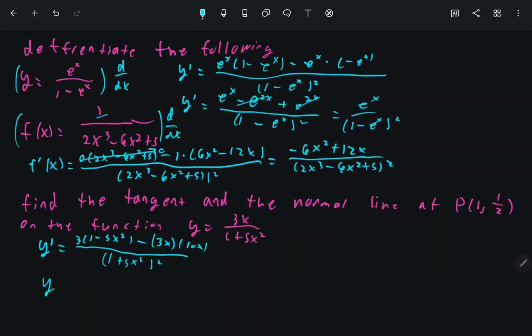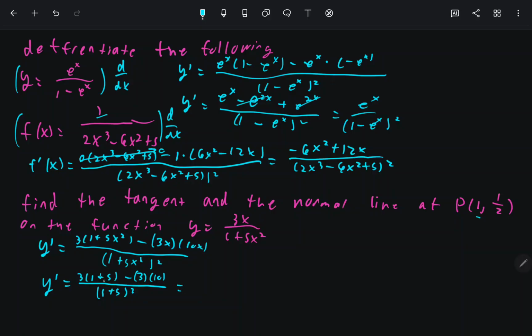All right, now we just have to plug and chug. We want to plug in our x value to be 1, so we get 3 times 1 minus 5 minus 3 times 10, all over 1 plus... Is it 1 plus? Oh, I messed up. It's supposed to be plus 5. There we go. That's more like it. Plus 1, all over 1 plus 5 squared.